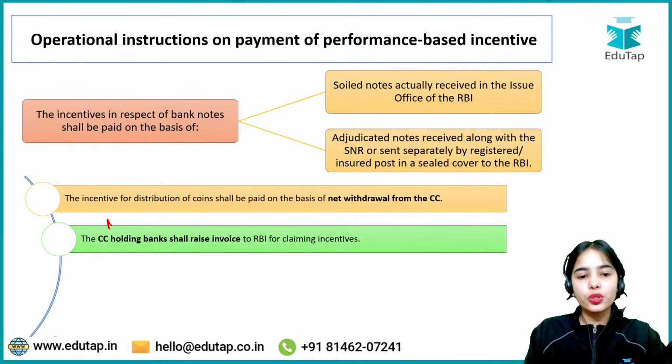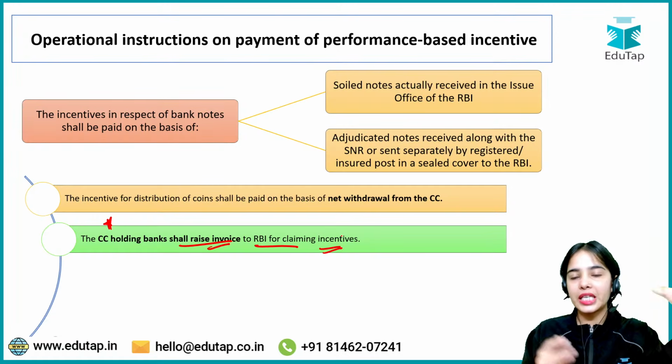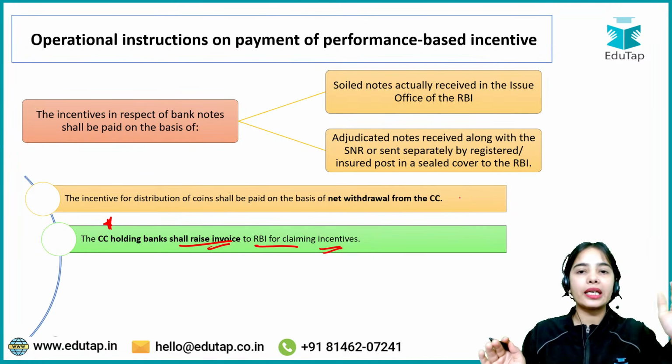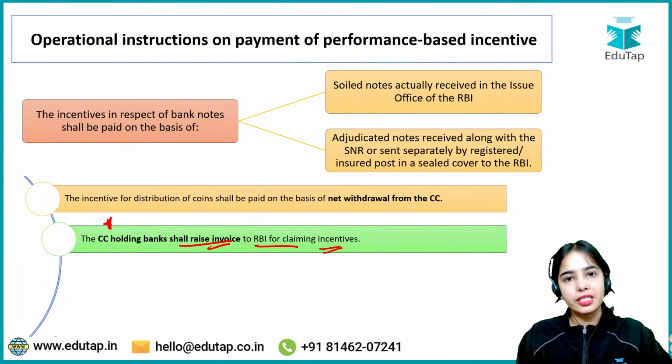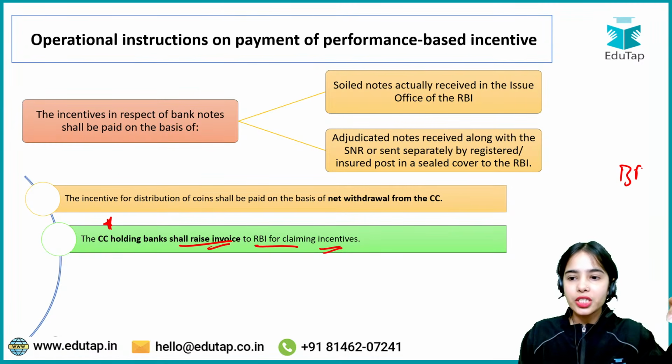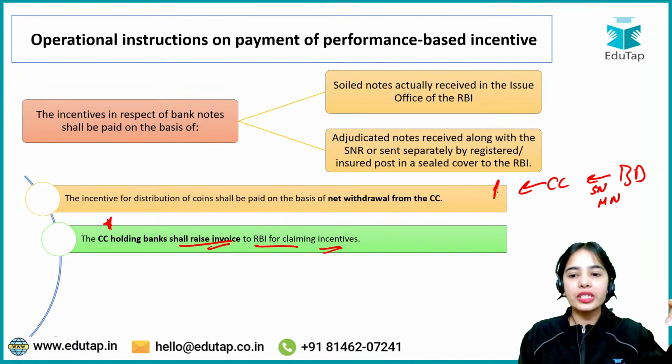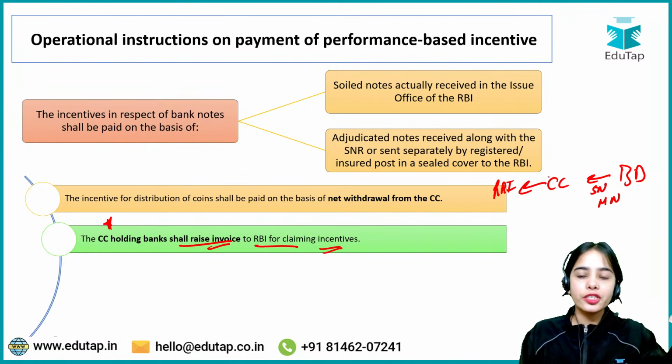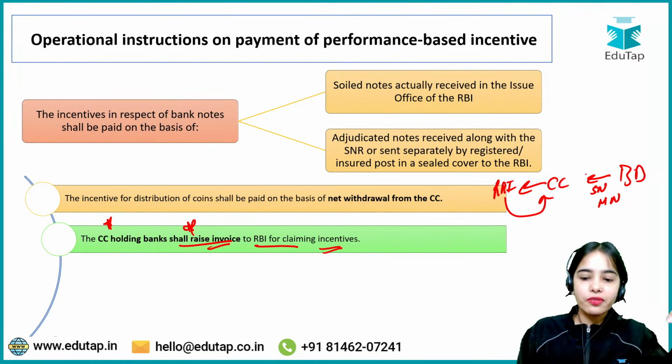Next, the currency chest holding banks shall raise an invoice to the RBI for claiming the incentives. Like I have told you, the bank branches are not directly connected with the RBI in terms of currency management. The bank branches will send the soiled notes and the mutilated notes to the currency chest. The currency chest will send it to the RBI, and the currency chest will also raise an invoice to get the incentive. So the currency chest will receive the incentive.